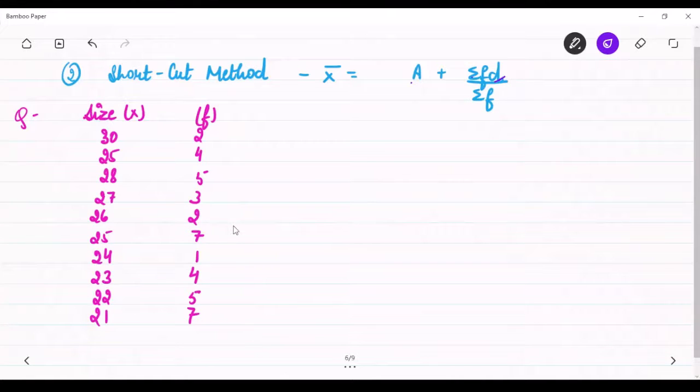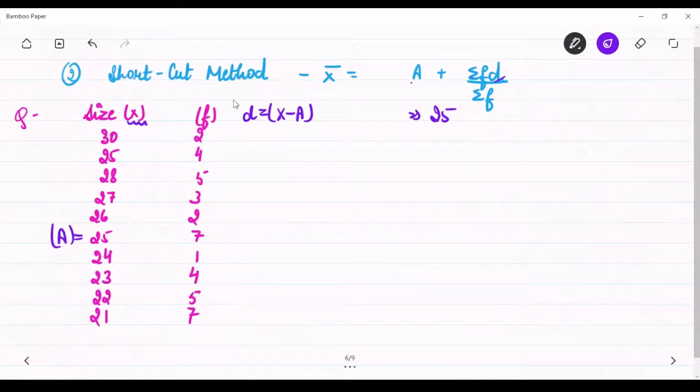So what is the requirement over here? The first thing is we need to calculate A. So I am going to consider 25 as A. A is always imagined or taken from the observations only, from the x only. So I have taken A as 25. So what is the formula to calculate d? We have to subtract A from the observations given under size.